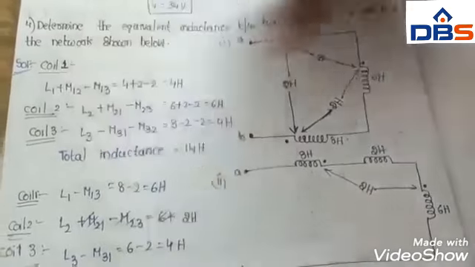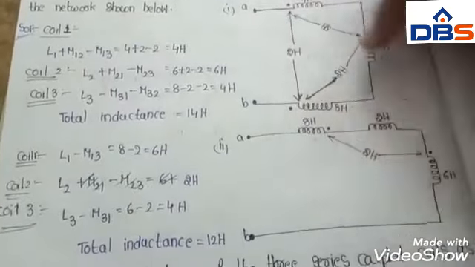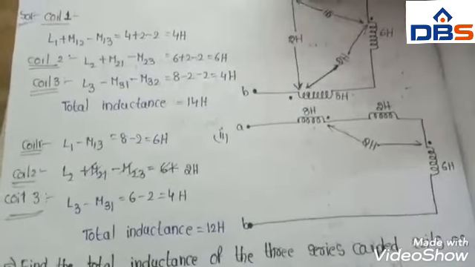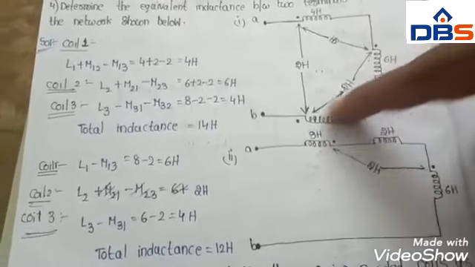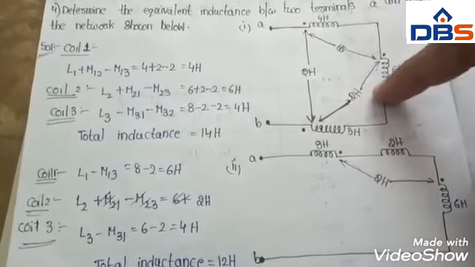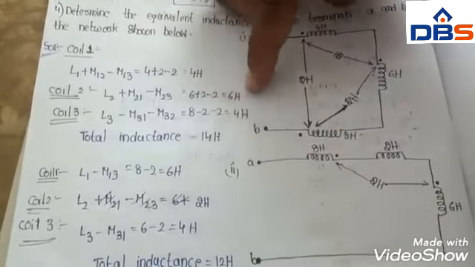L2 plus M21, M23. M21 is a positive value, so that is nothing but plus 2. M23 is negative, that is minus 2. 6 plus 2 minus 2, 6 Henry.